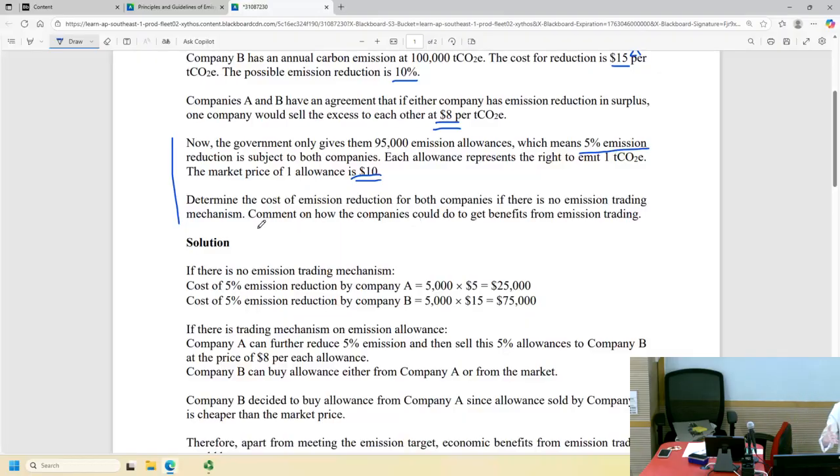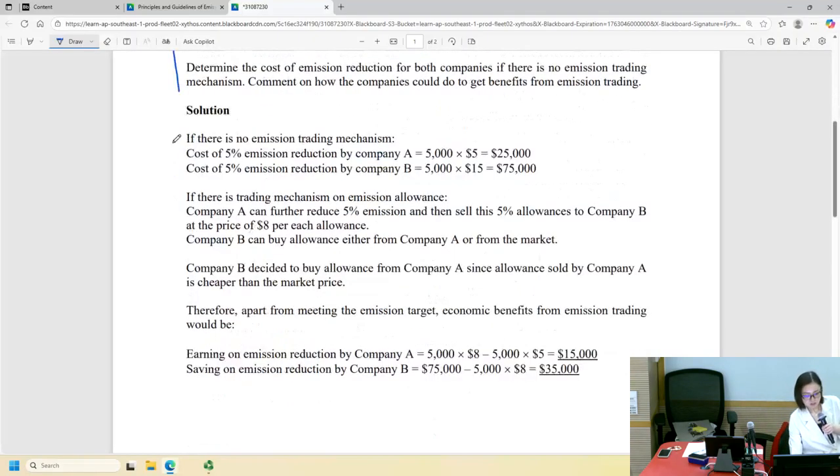So for this question, we have to consider two circumstances. One is without any emission trading, how much money the company needs to pay for reducing their emissions. So this is one condition. And the second is now we have the emission trading scheme. Then what are the economic benefits for company A and company B? So first of all, let's take a look at the condition when there is no emission trading. Okay, so you have to reduce your emissions even though the charge is very expensive.